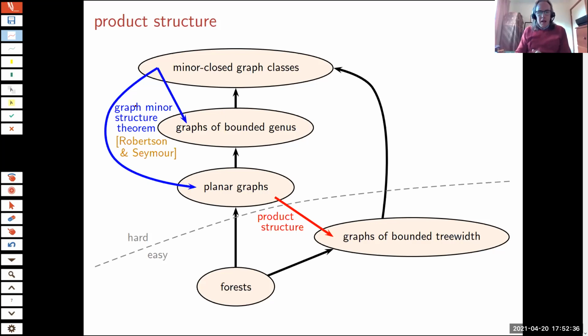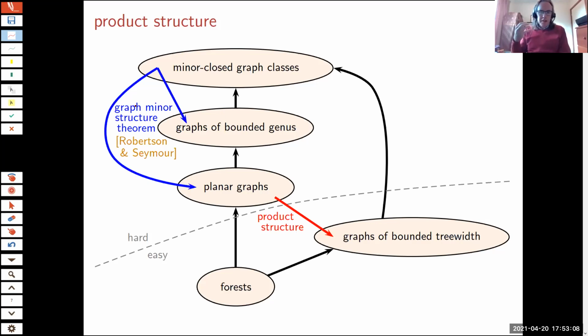And this is exemplified by the dichotomy between easy and hard problems. So for example, most NP-complete problems stay NP-complete on planar graphs. So planar graphs typically are hard instances of computational problems, but most problems become easy on graphs of bounded treewidth. For example, Courcelle's theorem says that any problem that can be described in monadic second order logic can be solved in linear time on graphs of bounded treewidth. So these are typically easy problems.